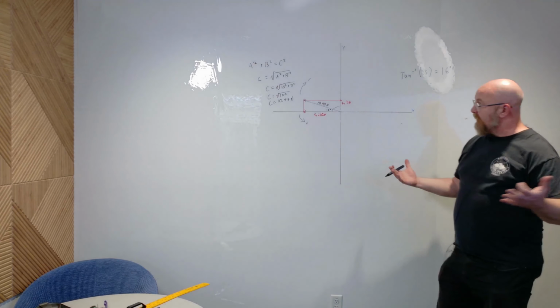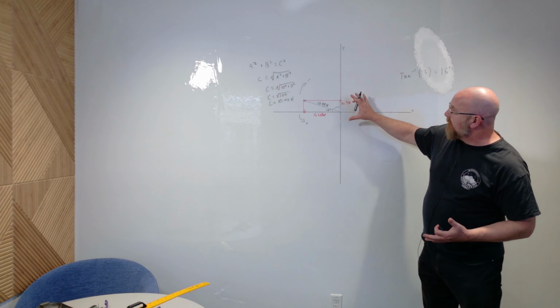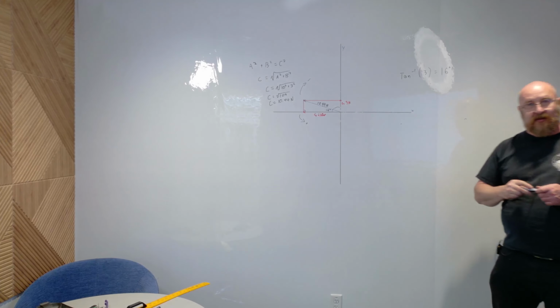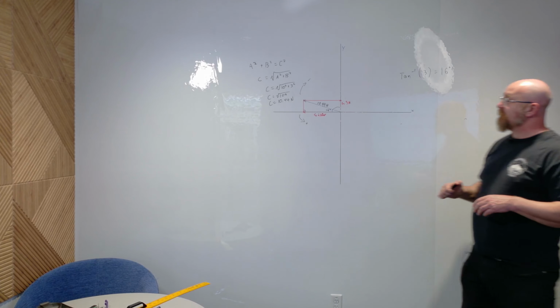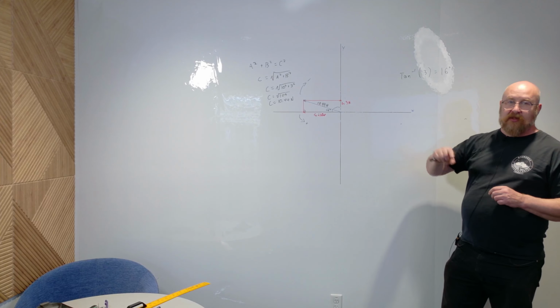So there you go. That's finding the resultant vector from two scalar components. We will in the next episode learn how we do addition of multiple vectors.